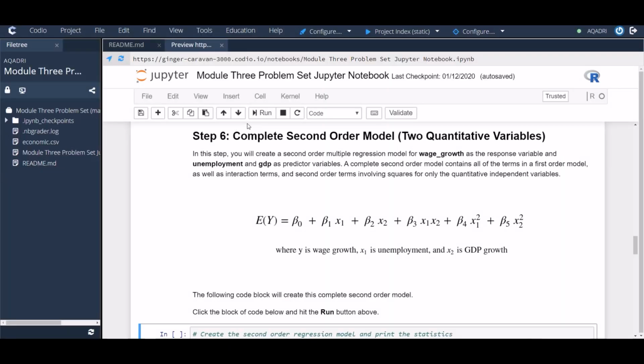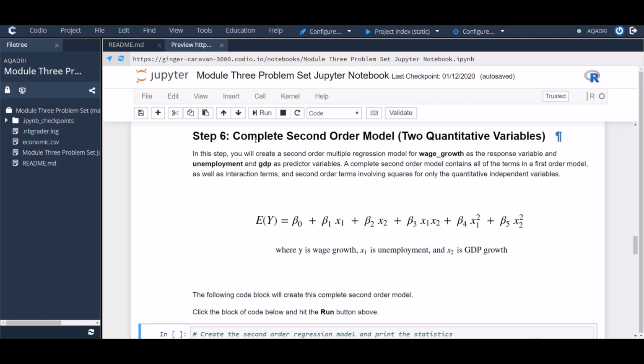So in the previous step, we just used one predictor and we created a second order model, also called a quadratic model. Now we will create a complete second order model. So what is a complete model that uses two predictors? In this case, we have unemployment and GDP as the two predictors.